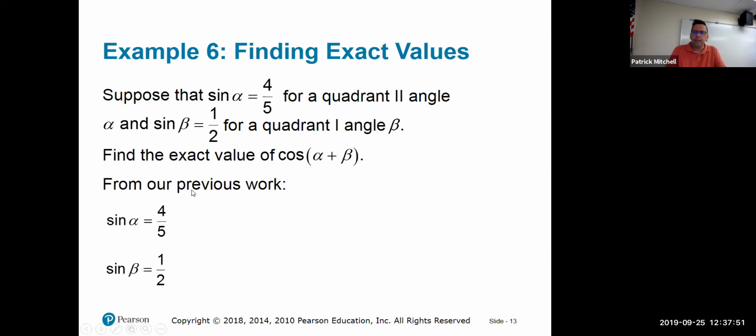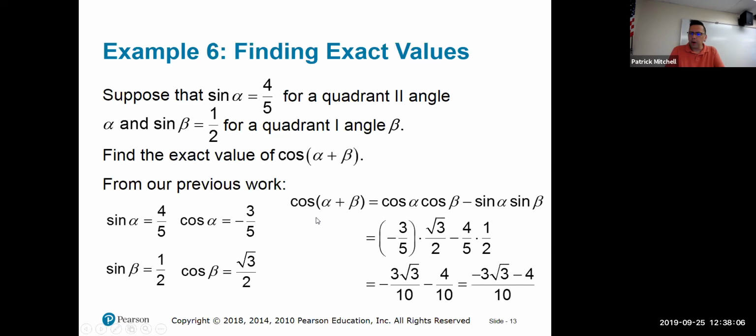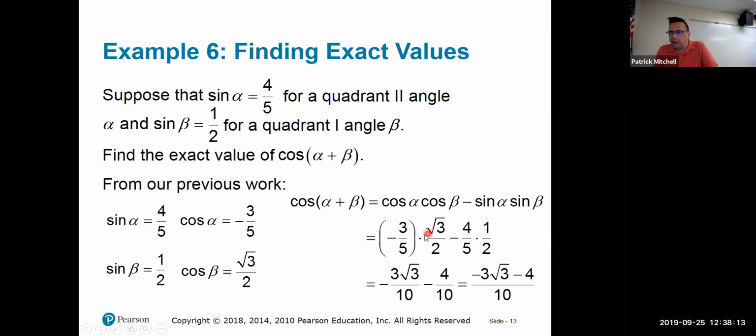All right. So from our previous work, we're given these two things, and we know that the cosine of alpha is negative 3/5, and the cosine of beta is root 3 over 2. So now, the cosine of alpha plus beta is cosine, cosine, minus sine, sine. And now you just fill all these things in. See, now it makes sense why they asked me to find the cosine of alpha and the cosine of beta, right? Because they knew I was going to need these things.